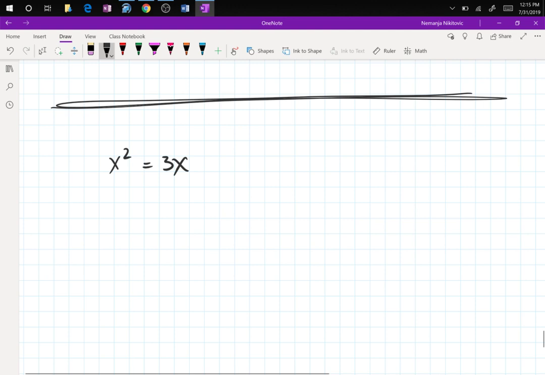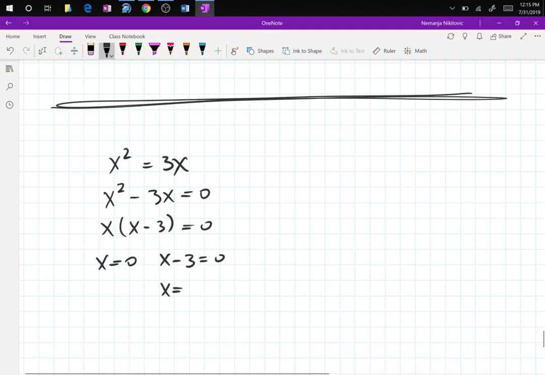Your job is to solve it properly by subtracting 3x, factoring out x, and using the zero product rule. And the second solution emerges immediately. So you see that? That's the one solution that you lost because you divided both sides by x, not knowing in advance whether x is or is not allowed to be 0. Now, this skill translates into other areas as well.